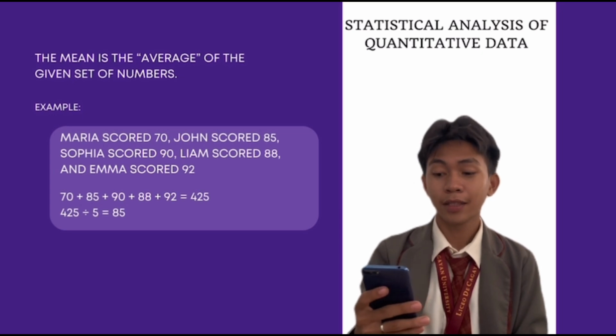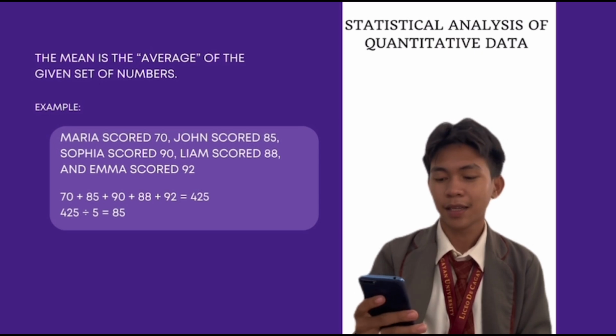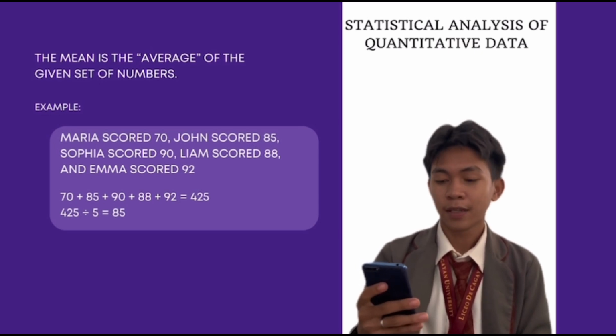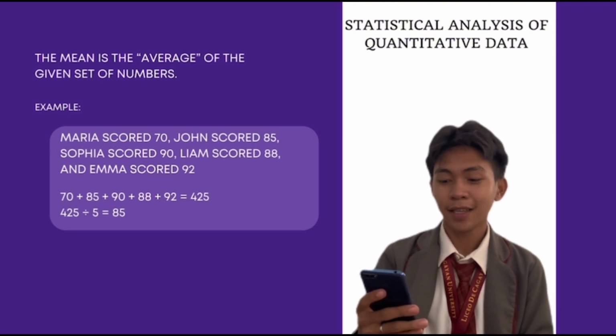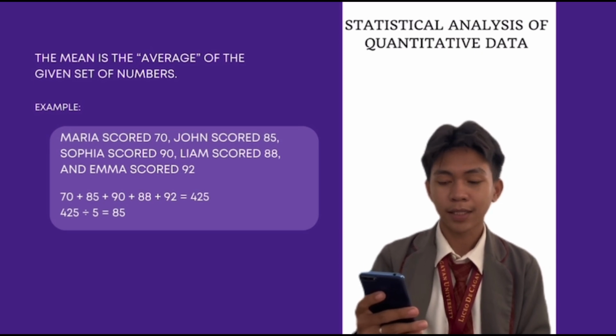Let's say we're calculating the average test score for 5 students in a class. Maria scored 70, John scored 85, Sophia scored 90, Liam scored 88, and Emma scored 92. The mean would be calculated as 70 plus 85 plus 90 plus 88 plus 92 divided by 5 equals 85.